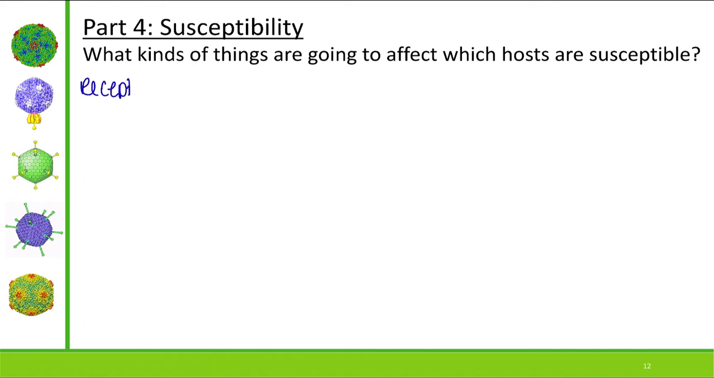So one thing that we can think about is the receptors. We know that all viruses have a specific receptor, sometimes more than one, that they require for gaining entry into the host. So whether or not a host has a specific receptor is going to help determine whether the host is susceptible. And of course, the immune system. Is a person immunocompromised or not? This could potentially affect whether or not a host is susceptible, depending on the virus.